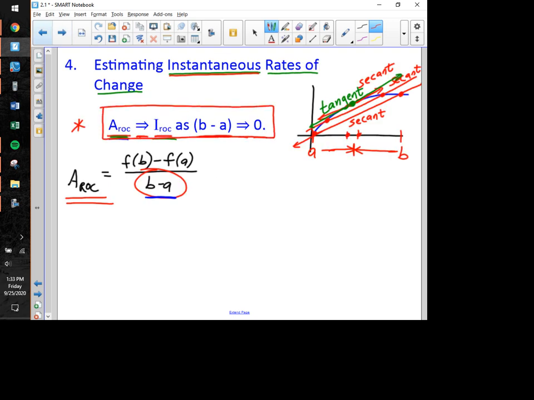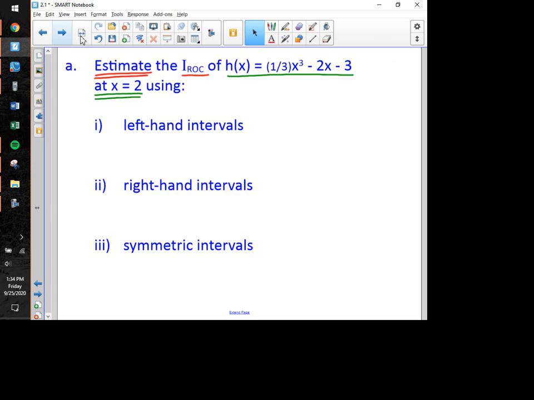That's a little bit cryptic as you read it, but the idea is sound. That average rate of change becomes your instantaneous rate of change as your denominator's width, b minus a, becomes 0, or at least gets closer to 0. So let's talk about how it is that we're going to do this.